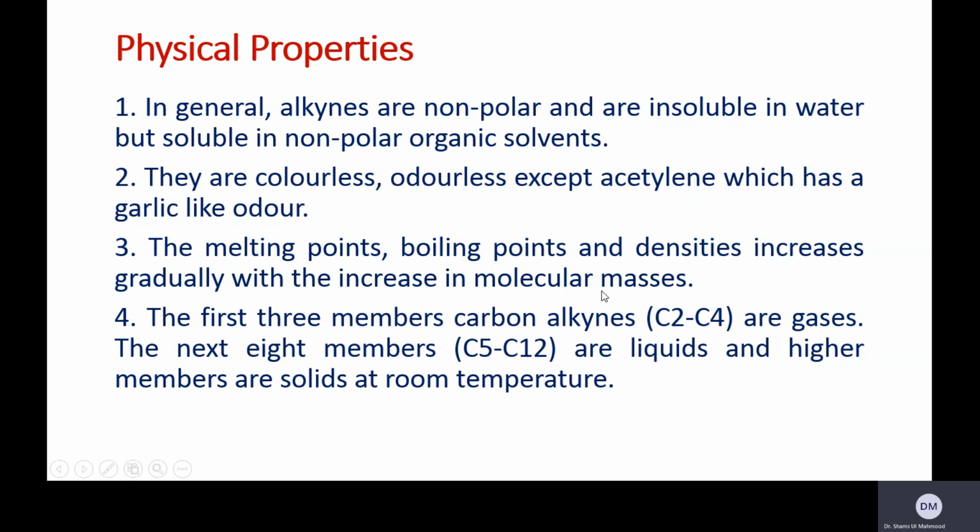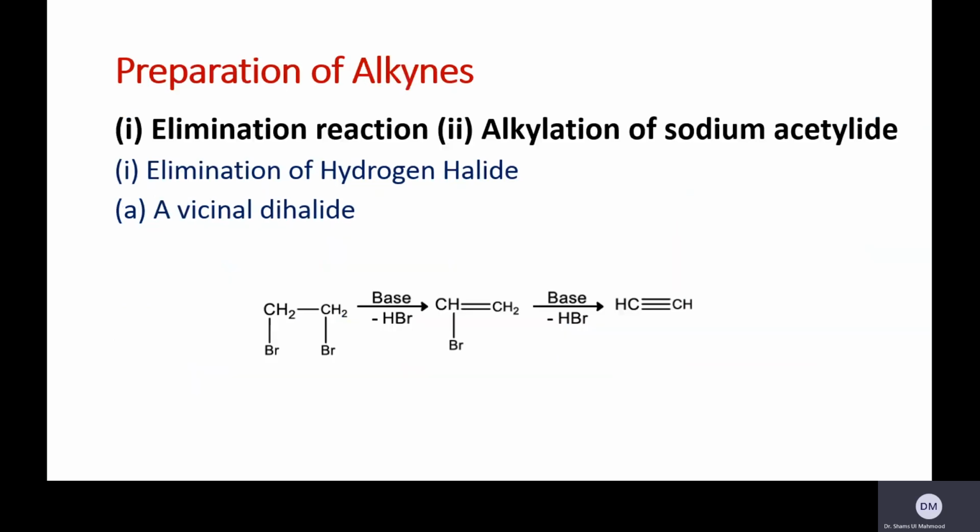The first three members, carbon 2 to carbon 4 alkynes, are gases. The next eight members, carbon 5 to carbon 12, are liquids, and higher members are solids at room temperature. And the reason is the same: by increasing the electronic cloud, their intermolecular forces increase, which increases the melting point and boiling point, and they change their nature from gas to liquid and liquid to solid.